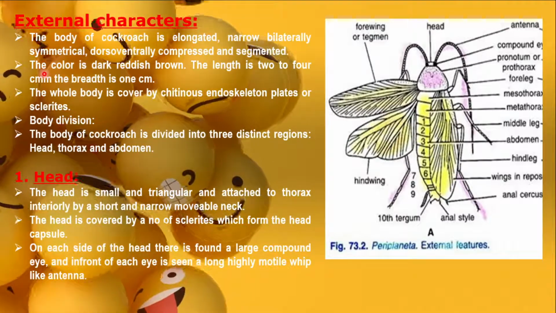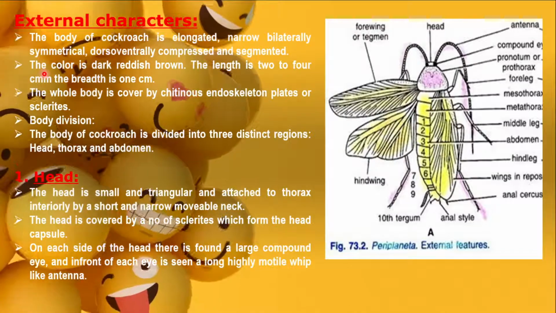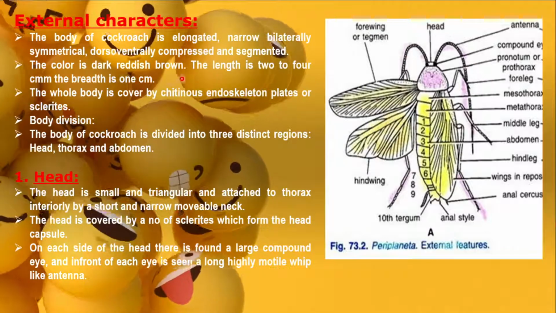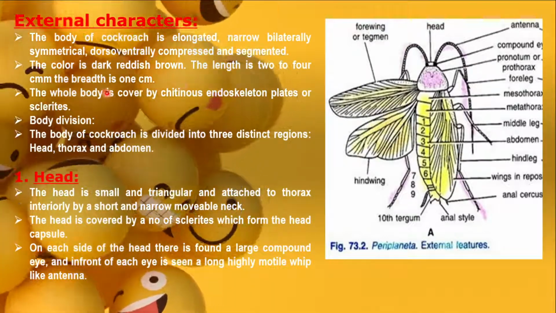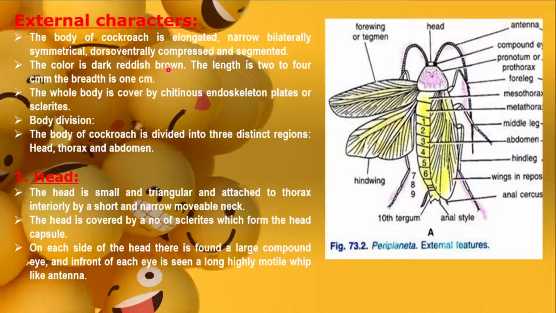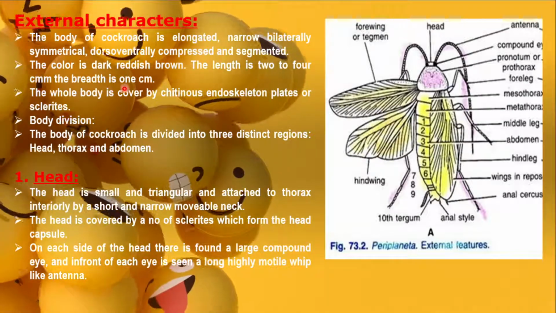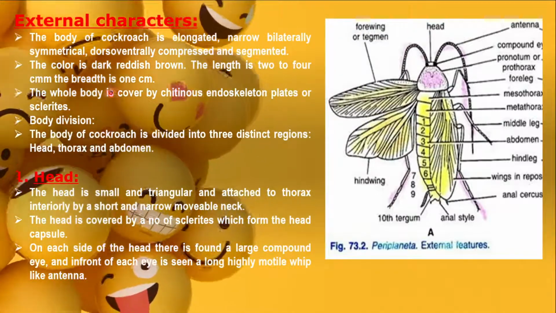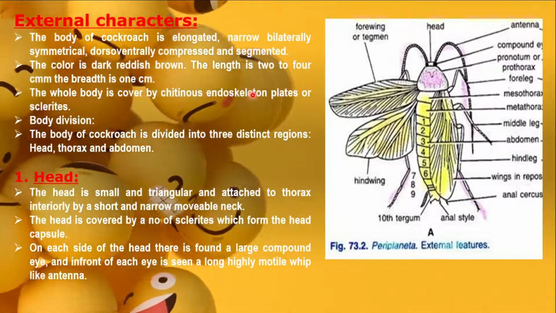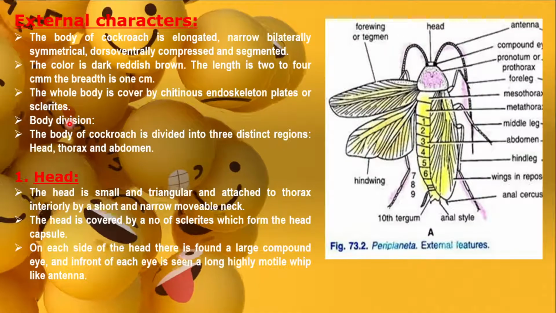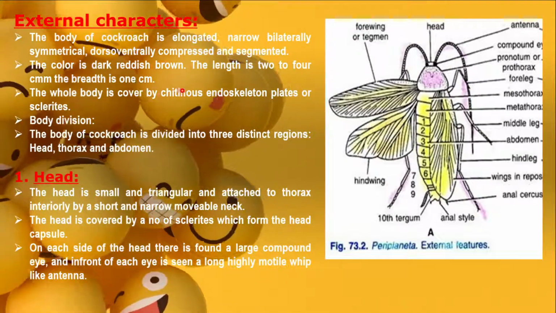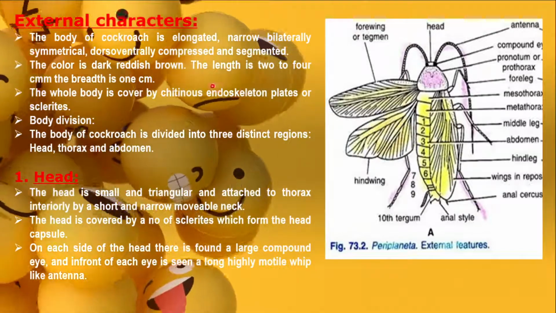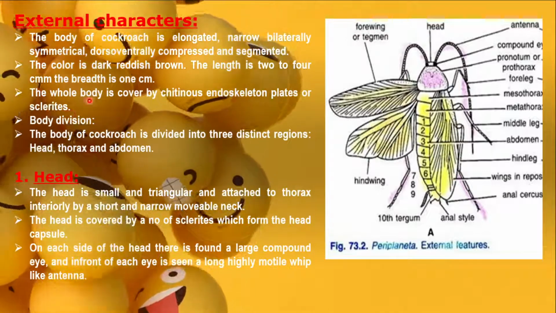So we will go through this and then start the other organs of the body. The color is dark reddish brown. The length is 2 to 4 centimeters and the breadth is 1 centimeter. So the complete size range of cockroach is given here. The whole body is covered by chitinous exoskeleton plates or sclerites. Here a spelling mistake is there; it should be exoskeleton, plates or sclerites.